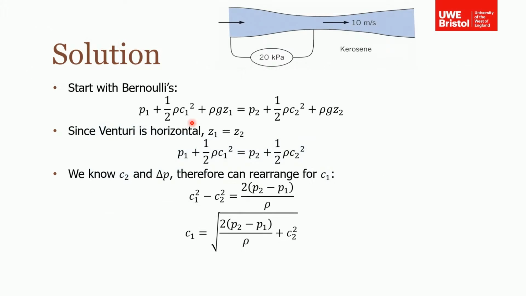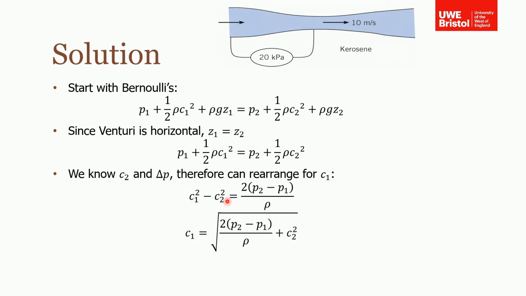Okay, so how do we go about solving this? So again, we start with Bernoulli's. Okay, so we write it out between 1 and 2. So 1 being the upstream location and 2 being at the throat. Okay, so we write that out. We can see that this is horizontal. So therefore Z1 is equal to Z2, and these two terms cancel. So now we're left with this. So we can rearrange this for C1, which is what we're trying to find.